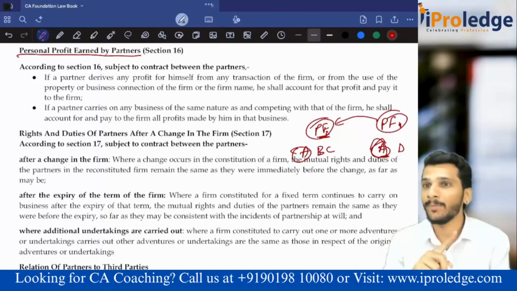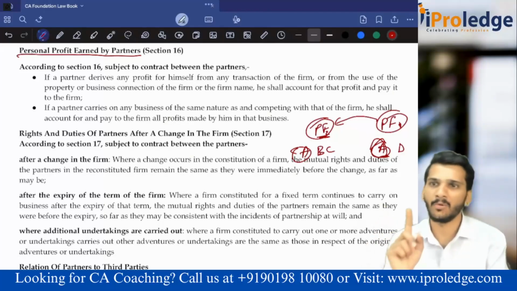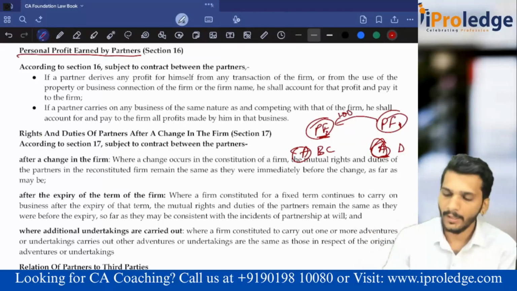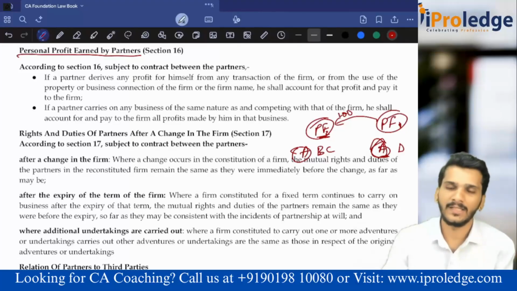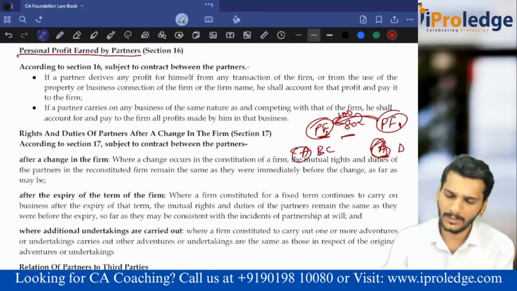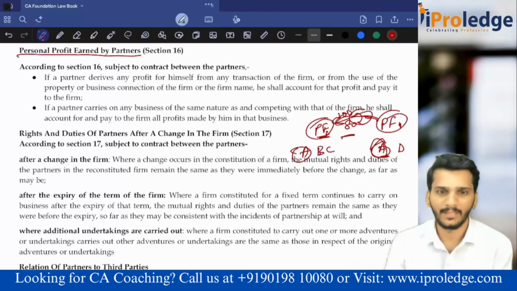Secret profits are not allowed, but profits are allowed. What are secret profits? Without intimating the partnership firm, trying to make a profit. For example, 100 rupees, this PF1 is selling it to PF2, but the actual cost for PF1 is only 80 rupees. That means 20 rupees profit is there. If PF1 says my cost is 80, I want to sell at 100, if you want to buy, you can buy, and if PF2 says okay, then you can make that 20 rupees profit. There is no problem in that.